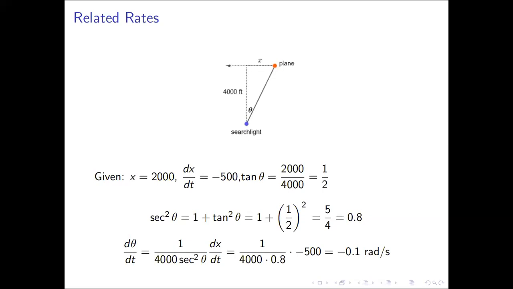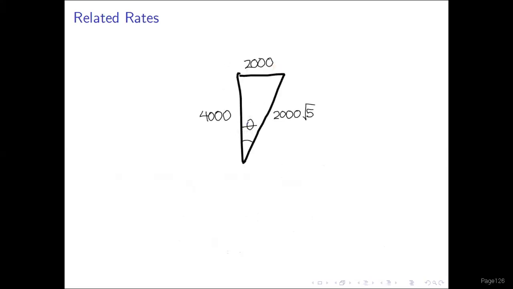Okay, so the only challenge here really is in finding secant squared. So we did it by using Pythagorean identity, but we can also do it by directly getting it from the triangle here. There's a question. Sir, is 5 over? Yeah, you're right.